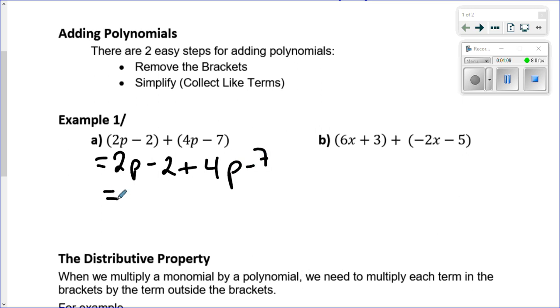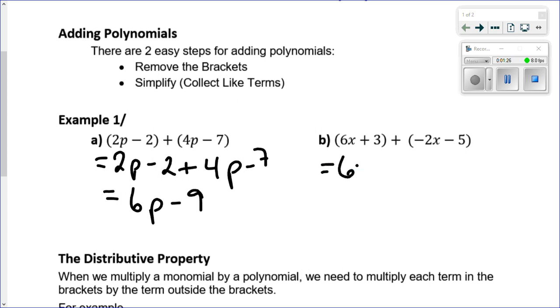And now we're looking for like terms. I have a 2p, I have a positive 4p, 6p, and then I have a -2, -7, combines for a -9. Take a second, try the second one.